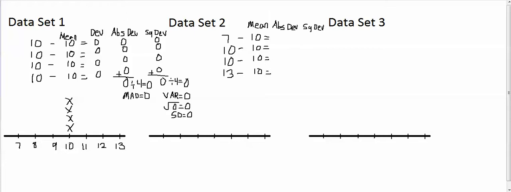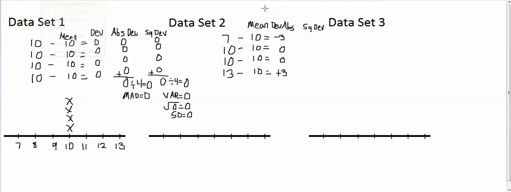When you do that, each answer is called a deviation. Whenever you subtract a data value by the mean, the answer is a deviation. So here we have -3, 0, 0, +3. Now I have my deviation column.